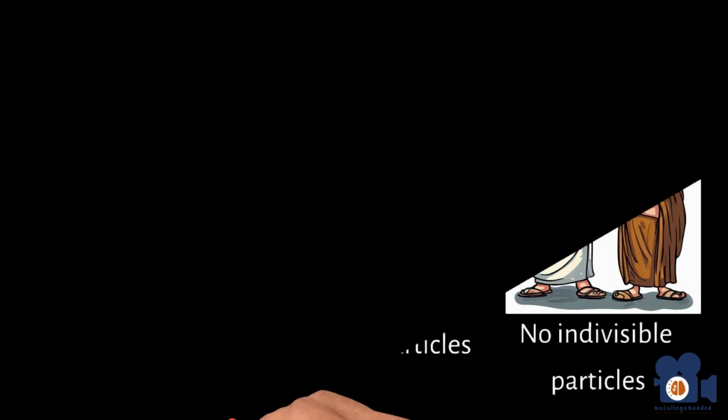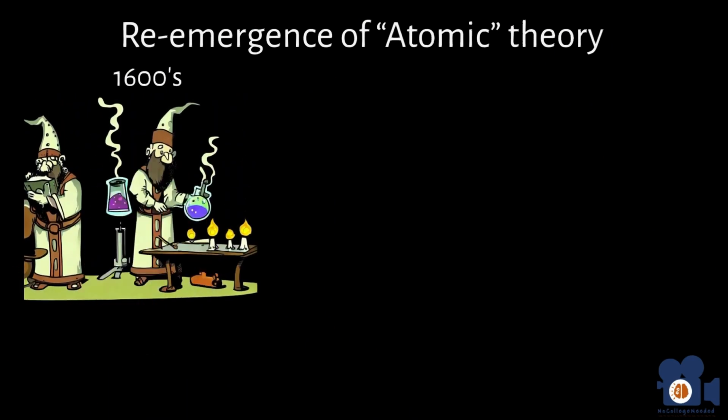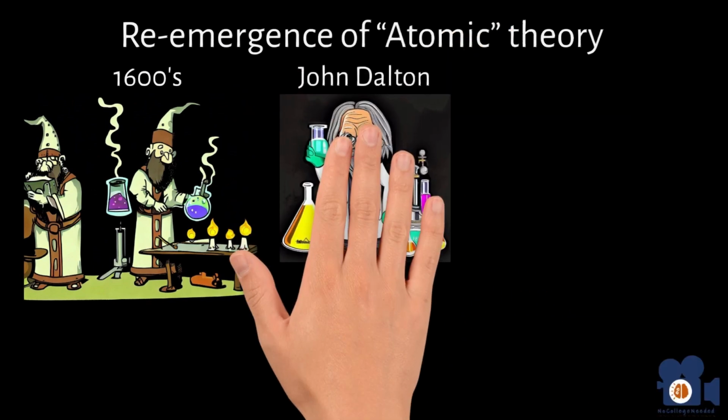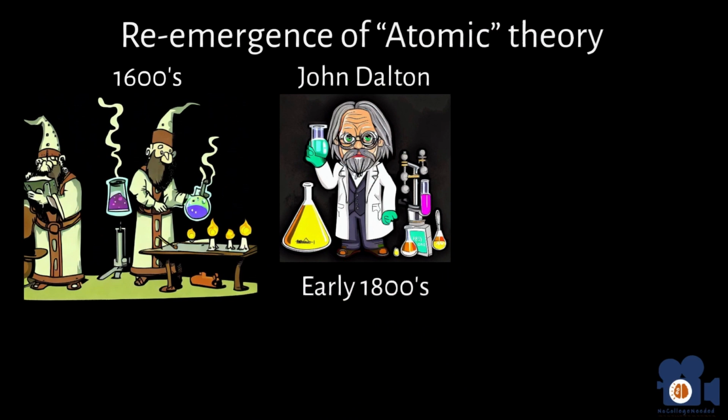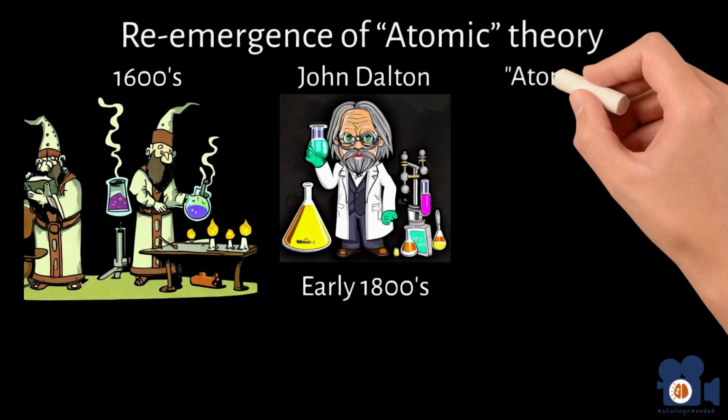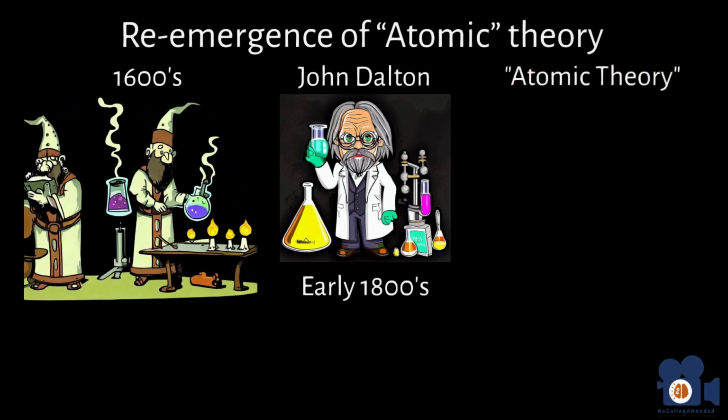There was soon to be a reemergence of this atomic theory in the 1600s when alchemists and chemists learned that they could measure amounts of specific elements by reacting them to form compounds. John Dalton was instrumental in this in the early 1800s and laid the groundwork for atomic theory. In it, he stated 4 rules.